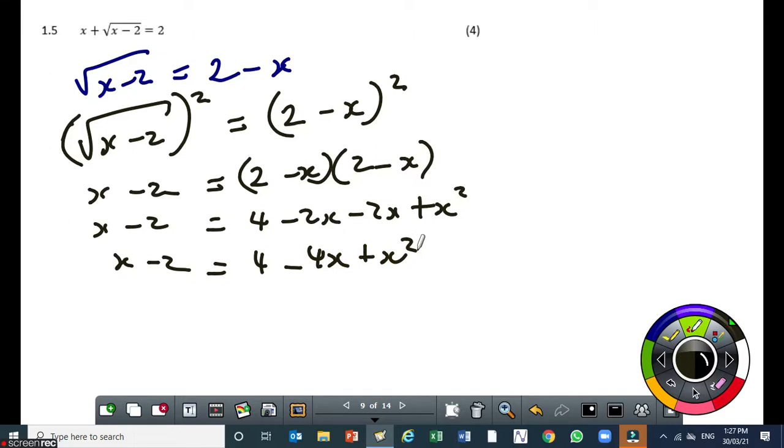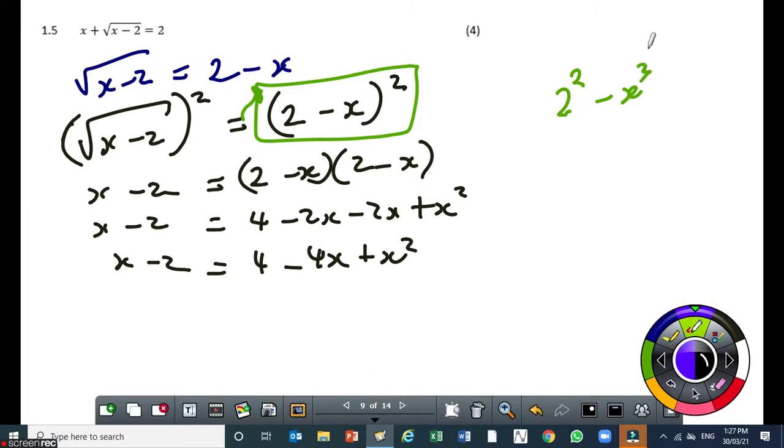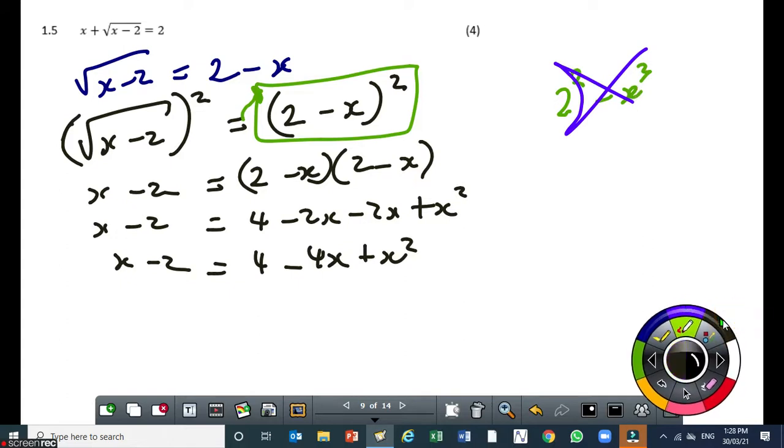Okay, please take note what I did here. That's when a common mistake happens, and you can come out of the test and say, I got it, I got it, and you didn't. Don't do this. Don't say 2 squared minus x squared. Please, this is wrong. You can come out excited thinking that you got it right and you didn't.